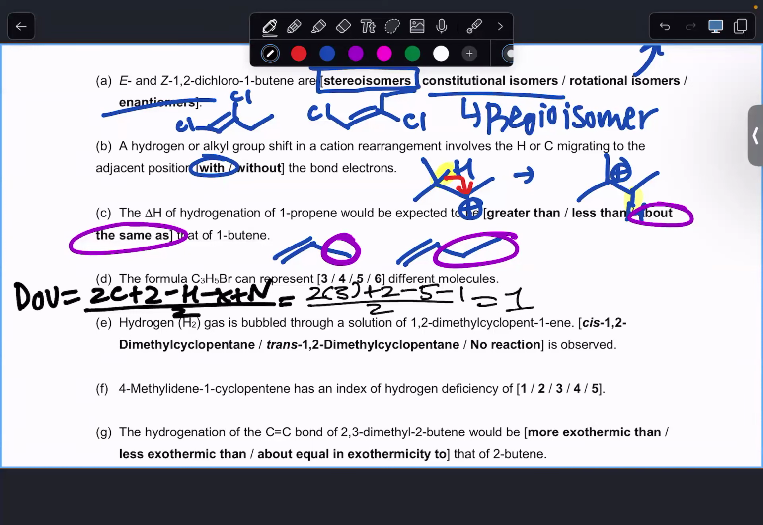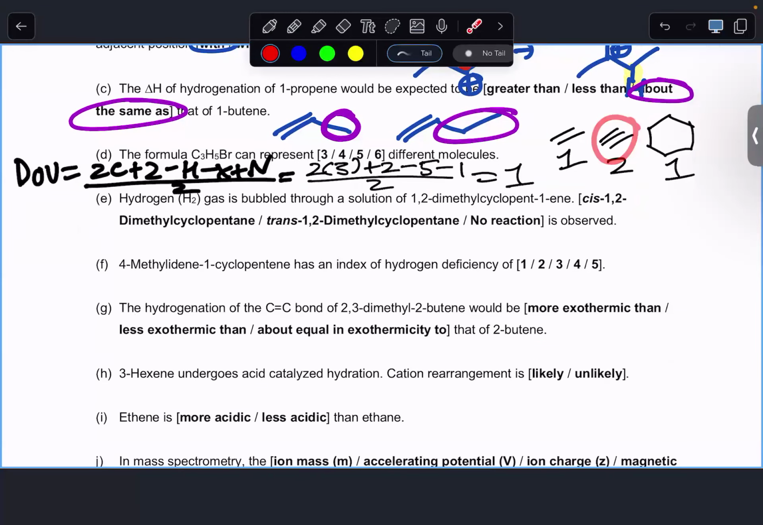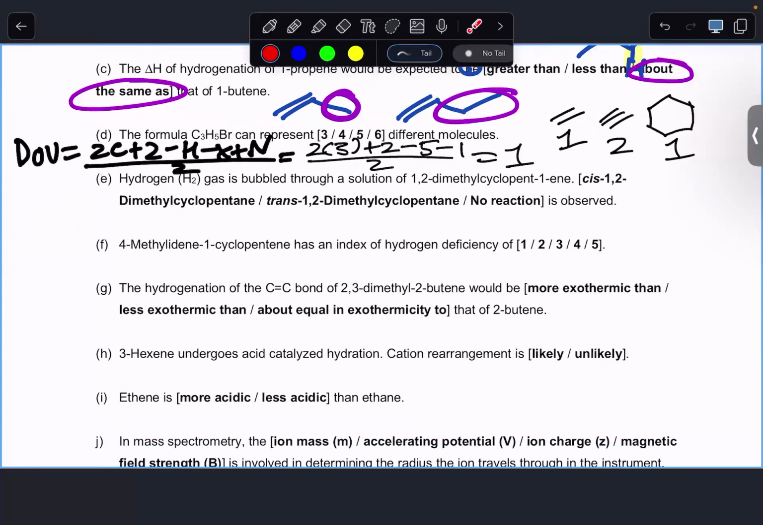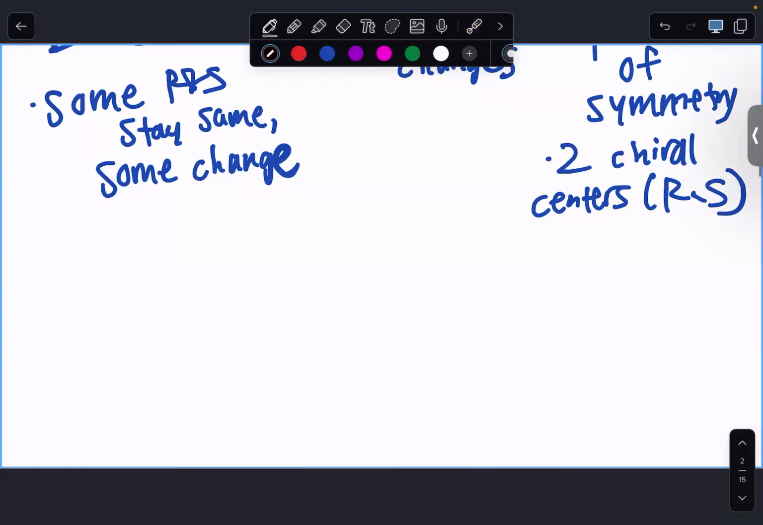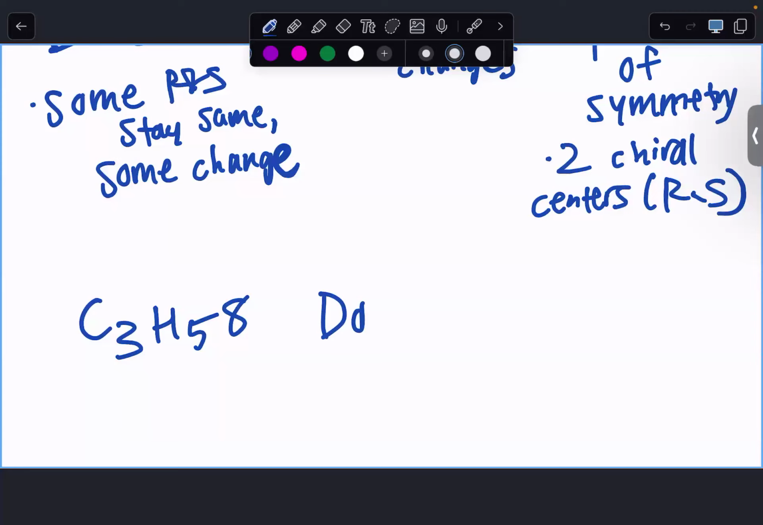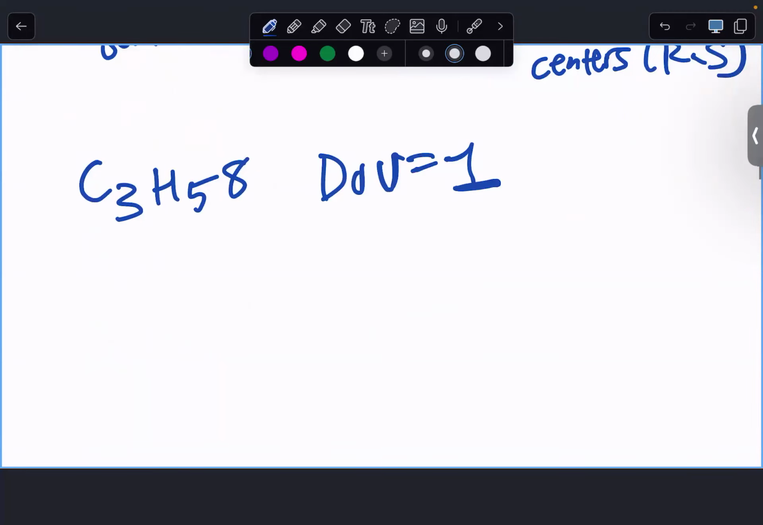So what can a DOU show you? Rings or double bonds, that's right. Because a ring represents 1 DOU. A double bond represents 1 DOU. A triple bond represents 2 DOU, which is going to be the next midterm. So we know that we either have a double bond or a ring somewhere in the isomers. So let's draw that out here. It was C3H5Br with a DOU of 1.